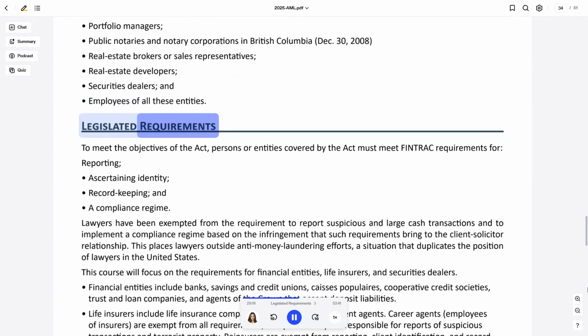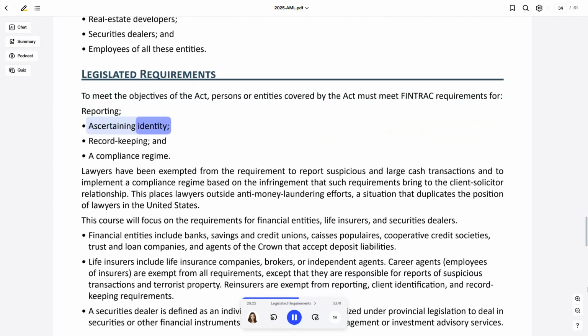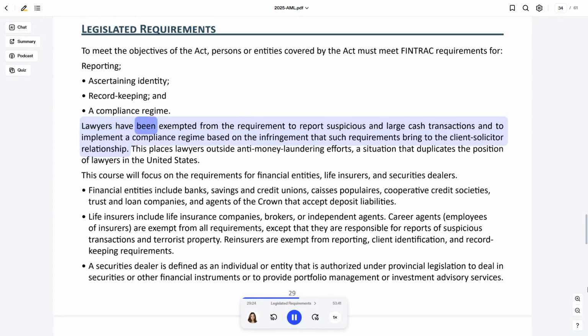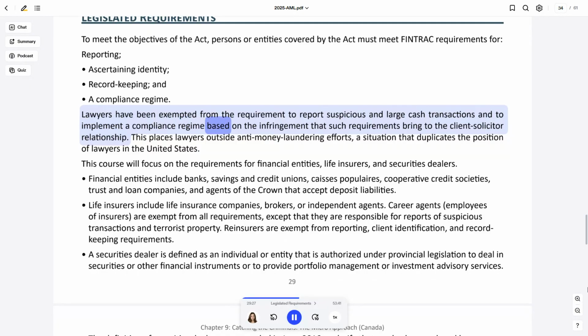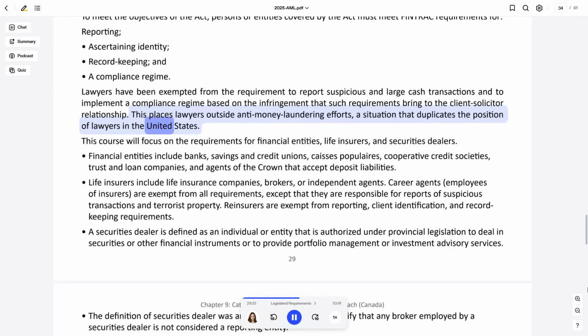Legislated requirements. To meet the objectives of the Act, persons or entities covered by the Act must meet FINTRAC requirements for reporting, ascertaining identity, record-keeping, and a compliance regime. Lawyers have been exempted from the requirement to report suspicious and large cash transactions and to implement a compliance regime, based on the infringement that such requirements bring to the client-solicitor relationship. This places lawyers outside anti-money laundering efforts, a situation that duplicates the position of lawyers in the United States.